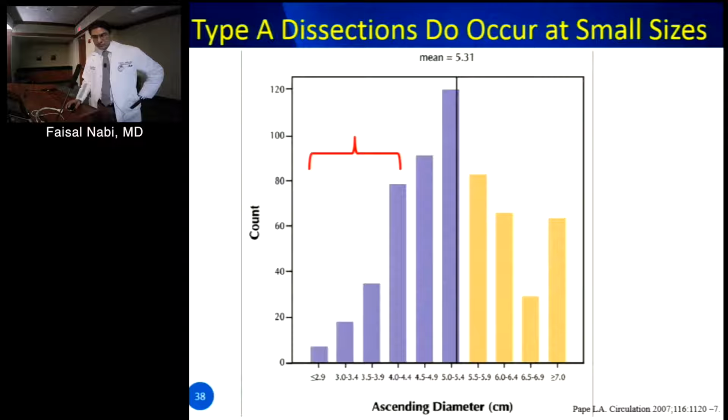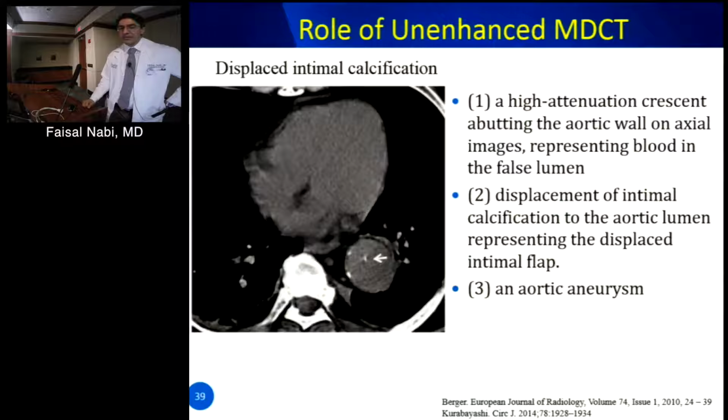Now, when it comes to unenhanced CT, we always think, oh, contrast is going to answer all the questions. But in aortic dissections, a non-contrast CT can actually be very helpful. One of the first clues that you may have an aortic dissection is when we see calcium floating in the center of the vessel. What this calcium suggests is that the intima has torn, and now you have two potential spaces. And I'll show you an image of that.